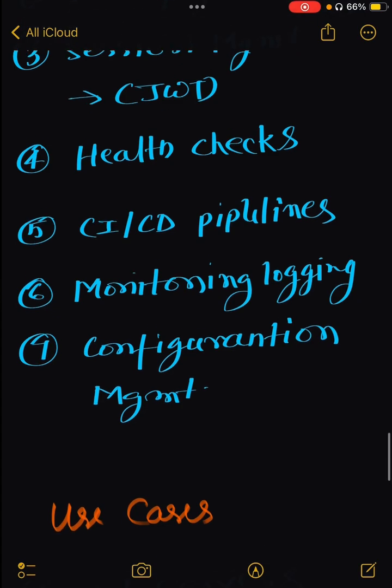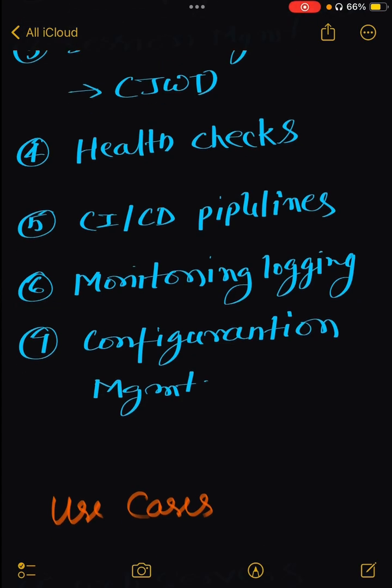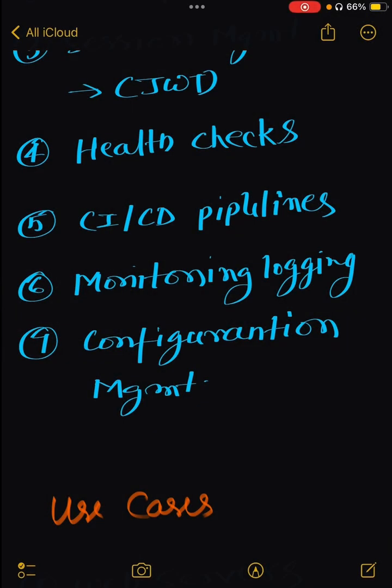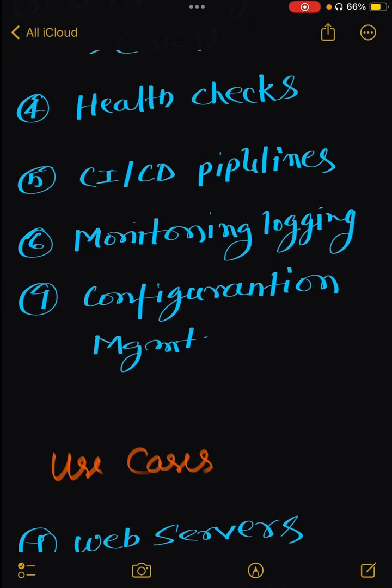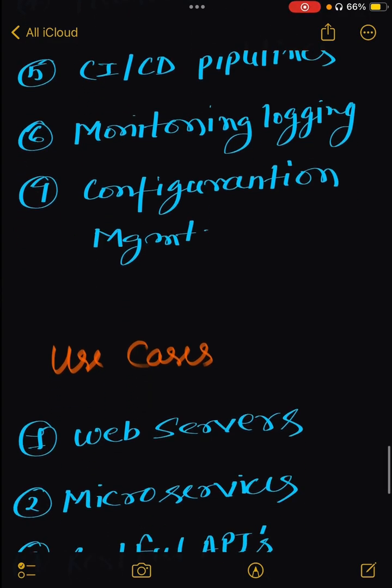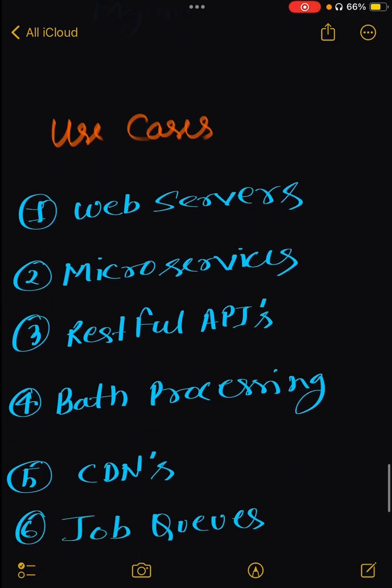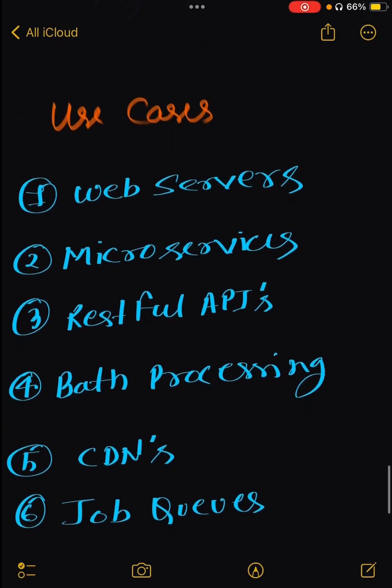CI/CD pipeline. Use continuous integration or continuous deployment pipelines to automate the deployment of stateless applications. Monitoring and logging. Implement centralized logging and monitoring to track the performance and health of your stateless applications. Configuration management. Use Kubernetes config maps and secrets to manage configuration and sensitive data separately from the application.